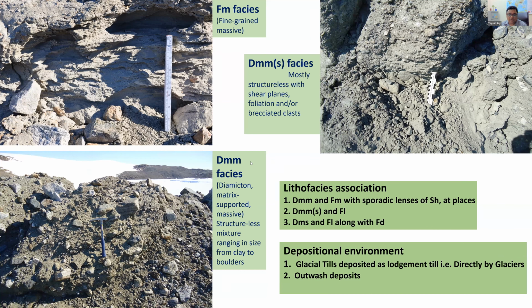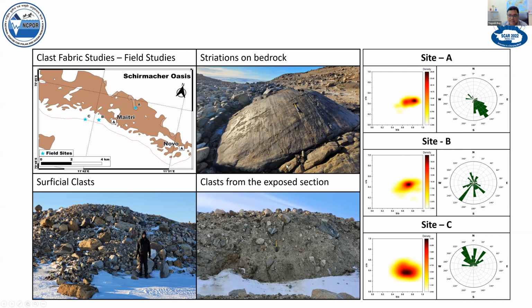Now coming on, we have also done some clast analysis, clast fabric studies. And we could see that in this area, this is the whole oasis, and you can see the points A, B, and C. These are the details of it. The clasts are oriented in the sections. If we take samples from the exposed section, these clasts are oriented in a certain manner. But if we take from the top of the surface, it shows that these are reworked and haphazardly covered everywhere.